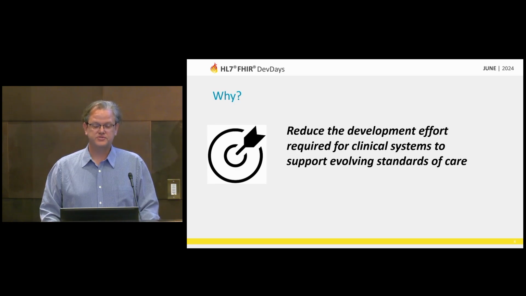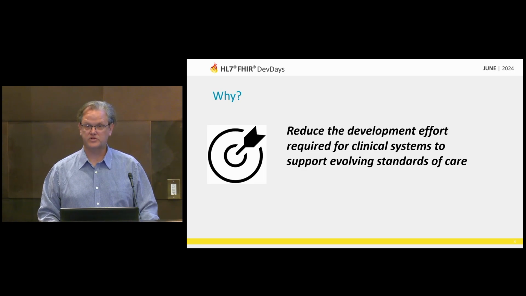The why is we want to reduce the development effort required for clinical systems to support evolving standards of care. There's a whole bunch of facets in that. How do we reduce duplicate effort while supporting innovation? How do we reduce inconsistency but still allow for setting specific factors? How do we reduce the accidental complexity involved in implementing systems so we can focus on the essential complexity of the really hard problem of keeping up with evolving standards of care? This effort takes many forms: guidelines, decision support measures, documentation templates, SMART on FHIR apps, CDS services.